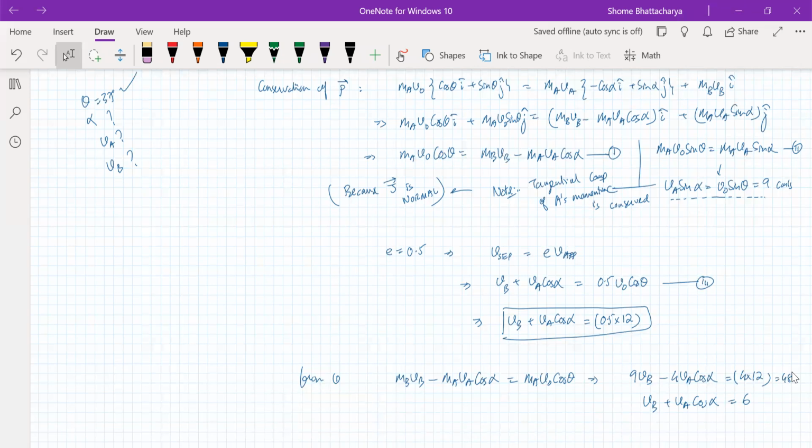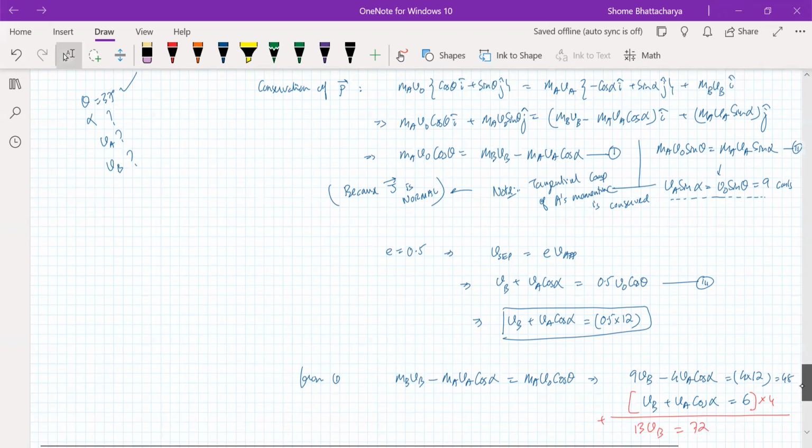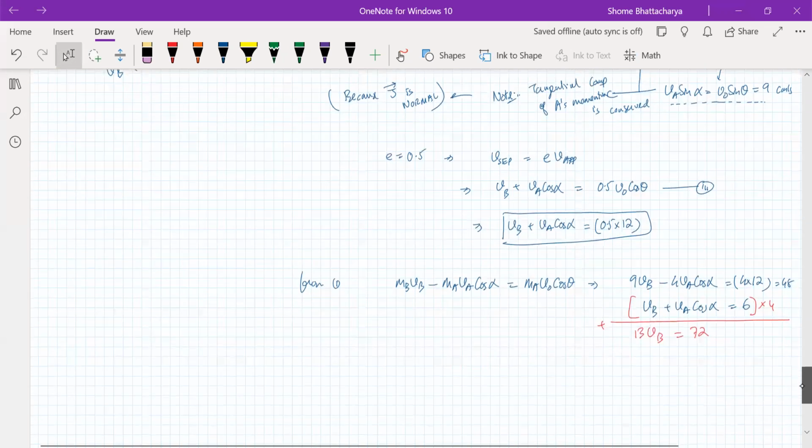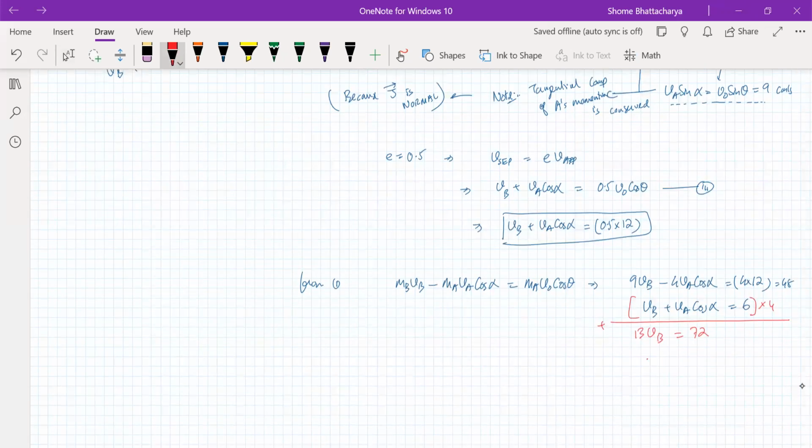Now to solve these two equations, we can just multiply this equation by 4 and add. So we have 9 plus 4, 13 VB. The cos alpha term cancels, and we have 48 plus 24, that is 72. So that's the value of VB: VB is equal to 72 by 13.